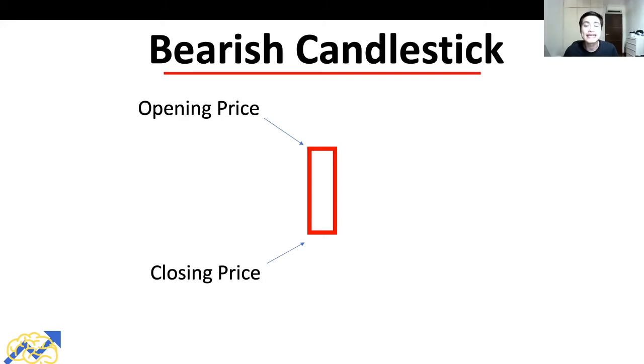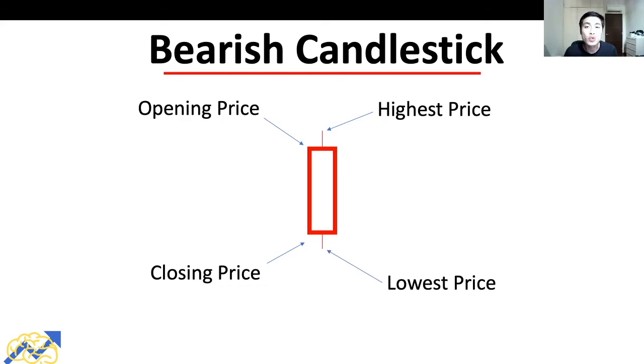Because a bearish candlestick indicates that for that time period, there were more sellers than buyers, prices fell during that period. It tells us that the opening price is higher than the closing price. And that is why for a bearish candlestick, the opening price is higher than the closing price. And for the upper wick, the uppermost part of the upper wick is the highest price. And the lowest part of the lower wick is the lowest price.